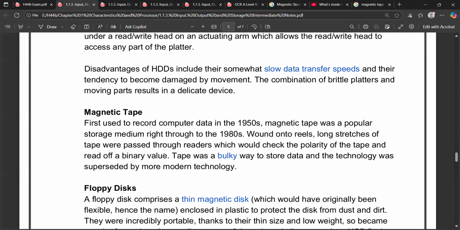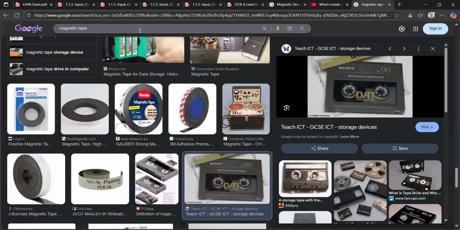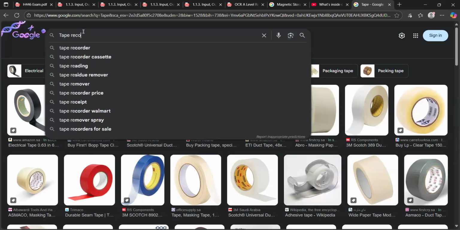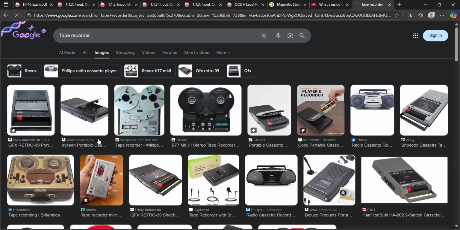So magnetic tape was basically used in computers to record data in the 50s. It was a popular storage medium then. It was wound into reels, and long stretches of tape were passed through readers that would check the polarity of the binary values, and we also need a tape player for this, something like this to play these discs and the CDs.